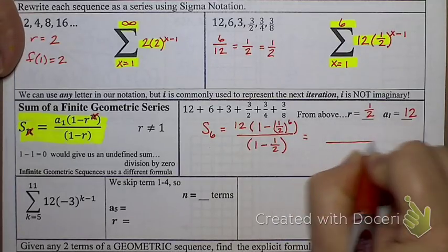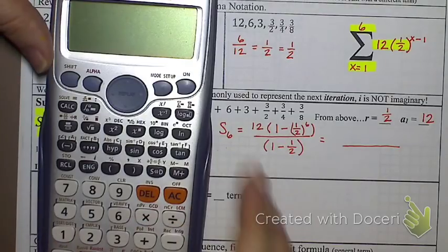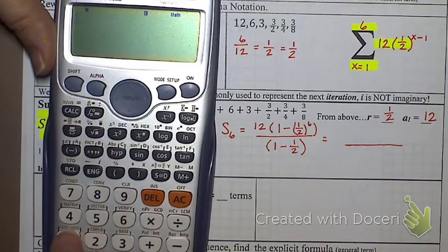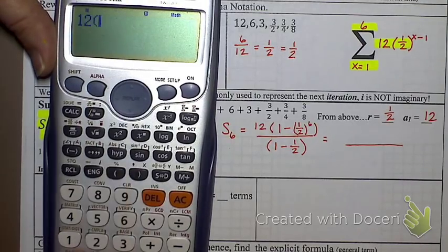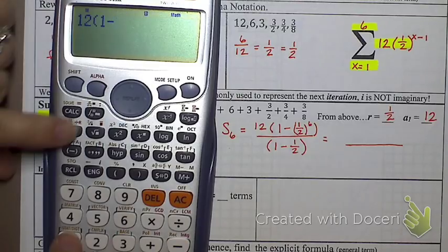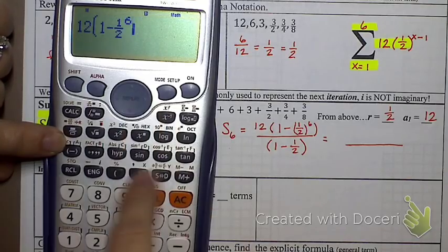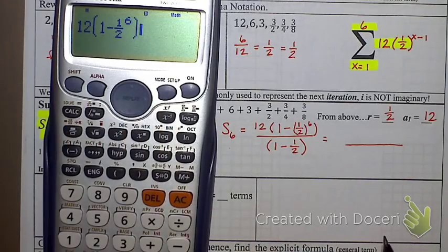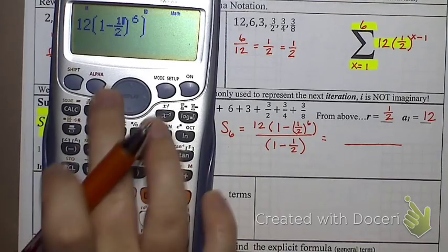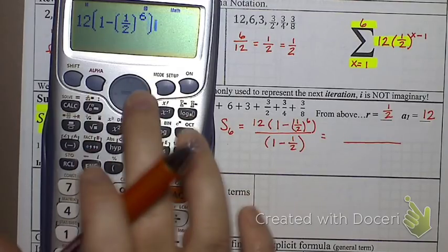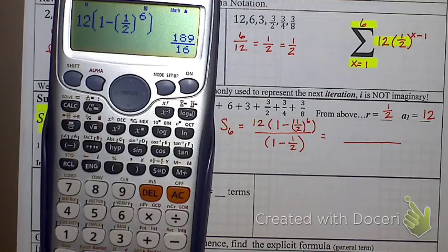So let's see what we've got. On the top, let's just use some parentheses. 12 times 1 minus 1/2 to the 6th. Now keep in mind that 6th is where? Is it inside or outside the parentheses? Inside. On many of your calculators, you may need to put parentheses around your fraction also. Like that. Does that make sense? I get 189 over 16.